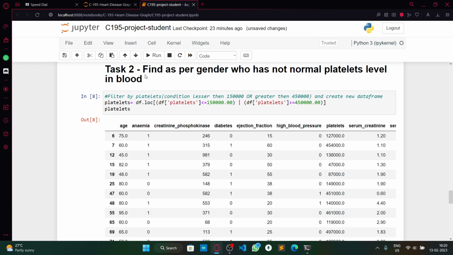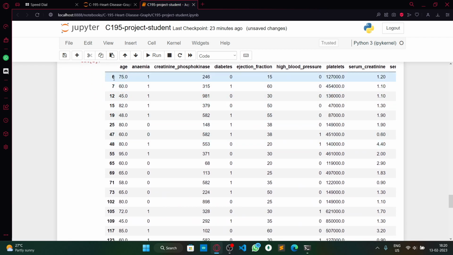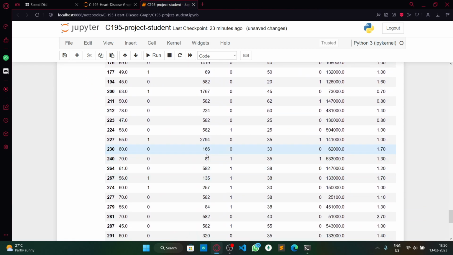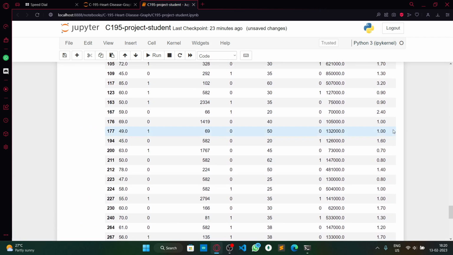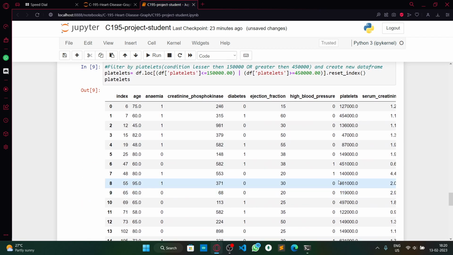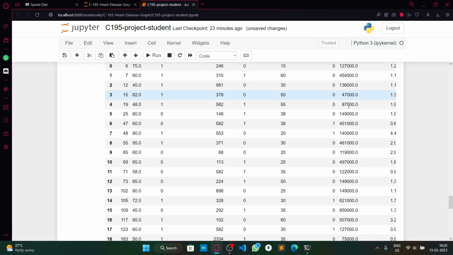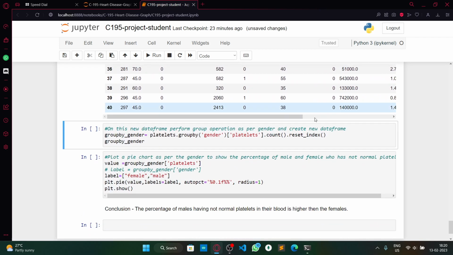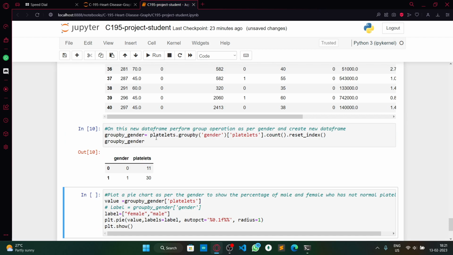So you see here, as we did not apply reset index, the annoying numbers are annoying us. Right? But I'll just apply the reset index. It is good. Reset underscore index. So yeah, this is much better. So you see platelets. Now we are going to group by gender. So we are grouping by gender and platelets and we are counting it.